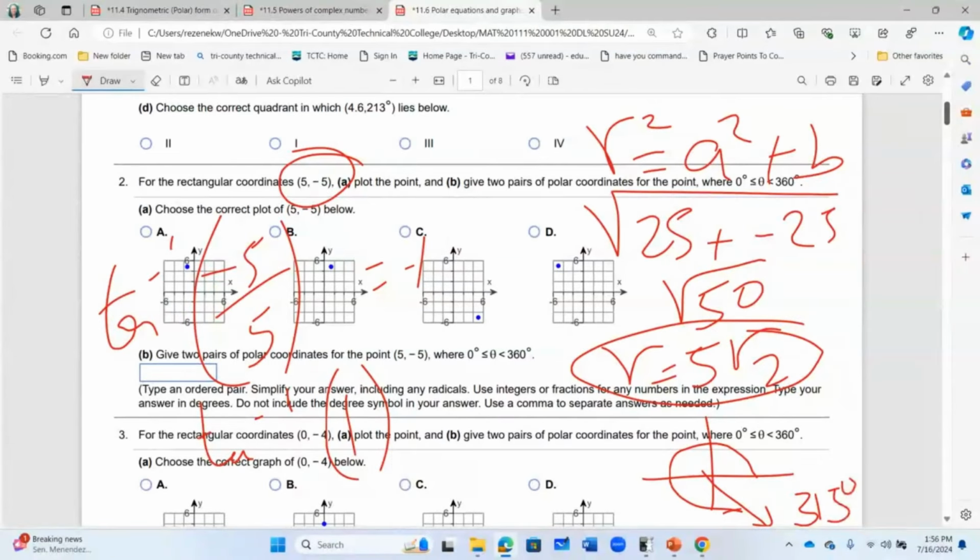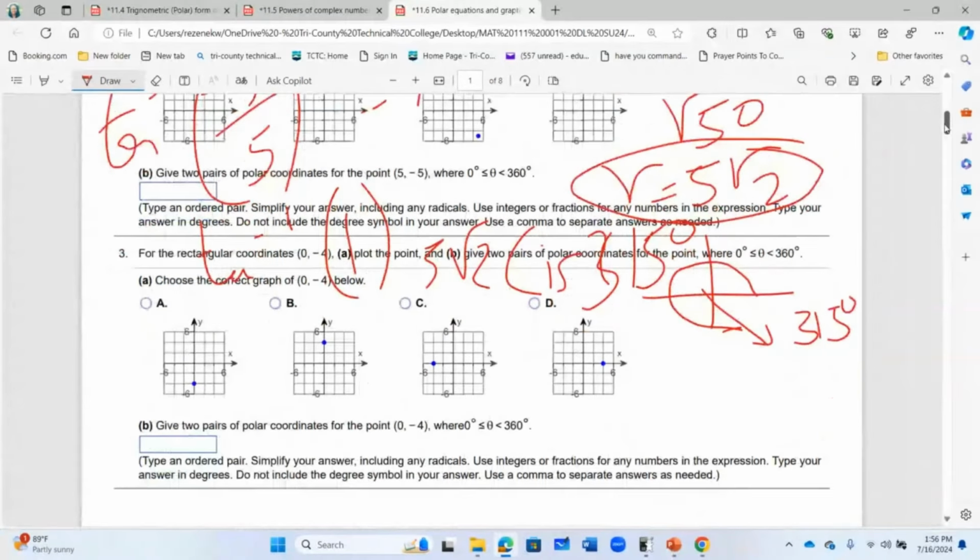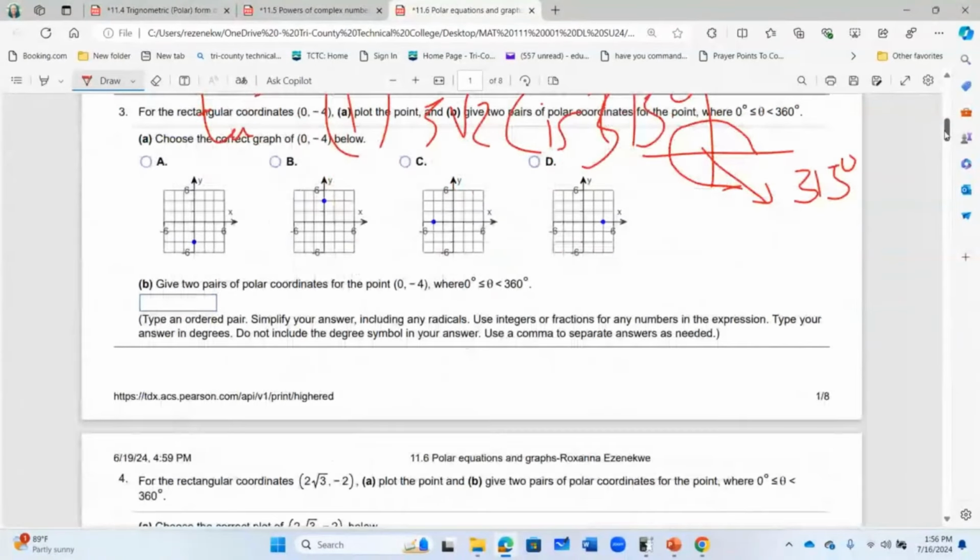Then we can rewrite it as 5 root 2, 315 degrees. You can also change it to radians, some fractions. So we have already 1 pair of polar coordinates. We wrote only 1, and we need to write 2 pairs. Let me draw 1 pair.